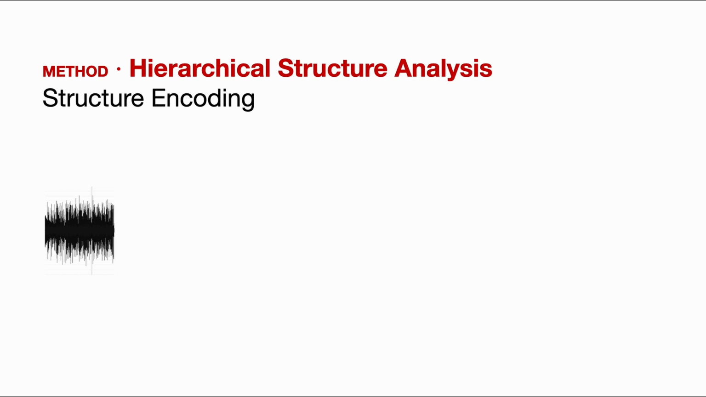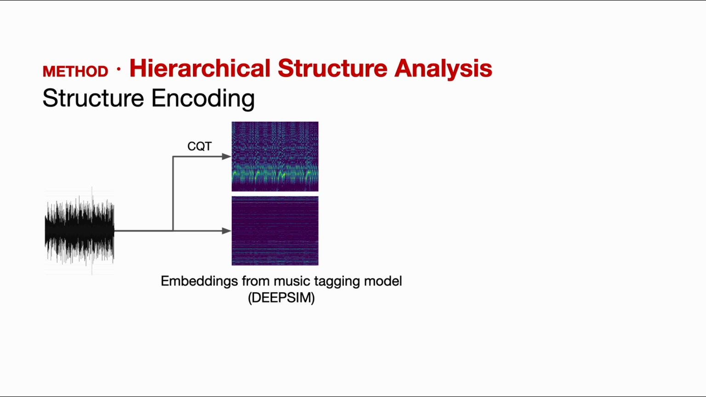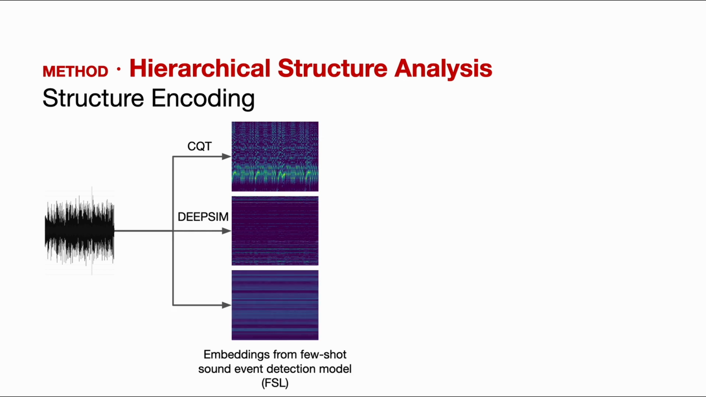To do this, we first compute the constant Q transform from the audio, as well as features from a deep music tagging model. With these two, we aim to capture melodic, harmonic, rhythmic, and other elements of the piece. We also compute a representation from a few-shot sound event detection model in order to capture timbral aspects.